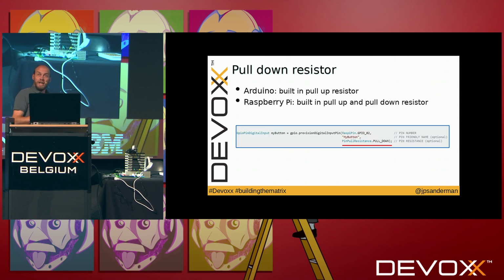Now, the nice thing is you don't actually have to physically build your circuit like this, because the Raspberry Pi has built-in pull-up and pull-down resistors on its GPIO pins. And you can activate it, as I've shown here in my Java code, for a pull-down resistor. Now, the same holds more or less for the Arduino, but it only has built-in pull-up resistors.